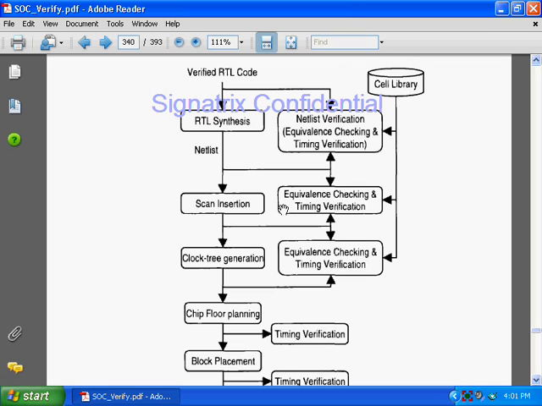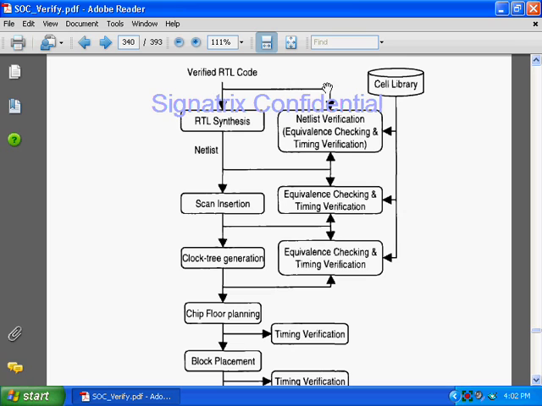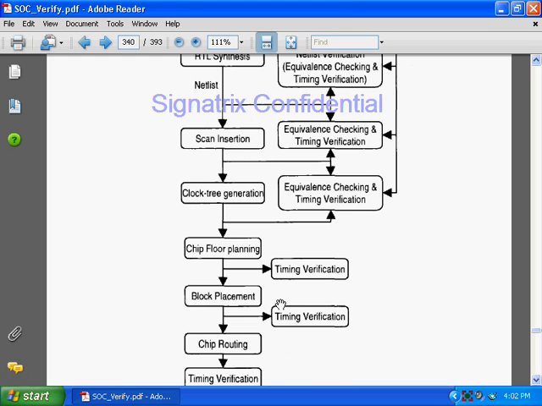After getting the clock tree, you have to back annotate that clock tree to the synthesis tool, and again you have to perform this verification, that is, equivalence checking or timing verification. So these are the three types of verification, three places where we are going to perform the static verification. The rest is timing verification, which we have to perform at each and every step.